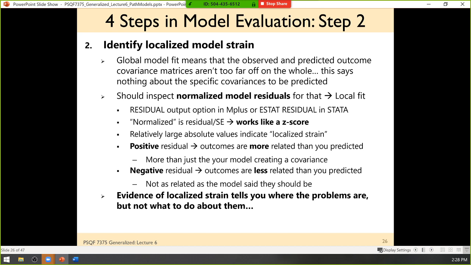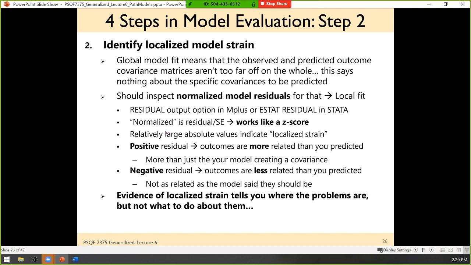And so then you can decide to put them in. So these residuals, if you have a very large positive value, that means that your outcomes are more related than what you predicted. So you need to add a path in that connects them. They have some kind of unique relationship that's not being addressed. A negative residual is a lot harder to troubleshoot. That means they're less related than what you predicted. So that one comes up much more in structural equation models that involve latent variables, not so much path models. But the positive residuals just mean you need a path there.